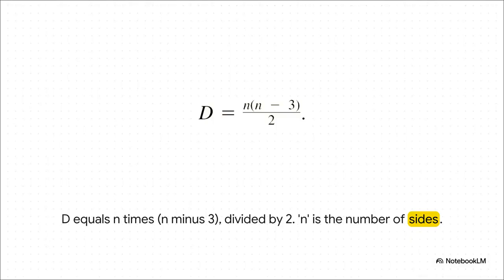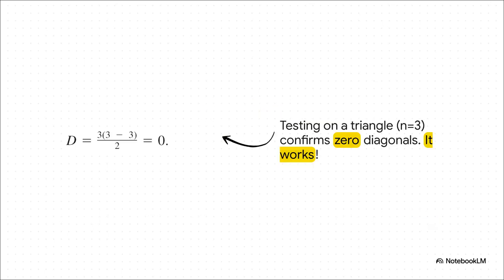To find the number of diagonals, which we'll call d, you just take the number of sides, n, multiply it by n minus 3, and then you divide that whole thing by 2. I know it might look a little complex at first glance, but trust me, it's an incredibly powerful shortcut. So let's put it to the test, right?